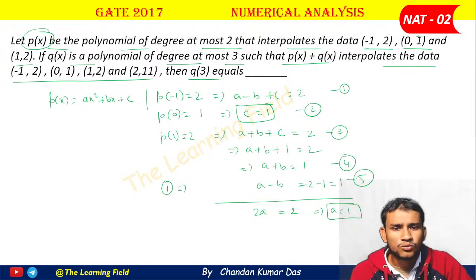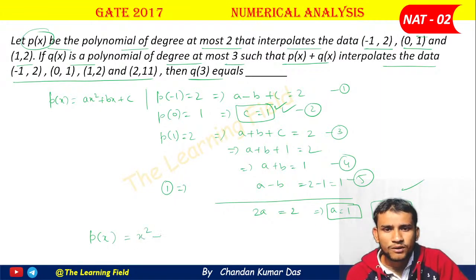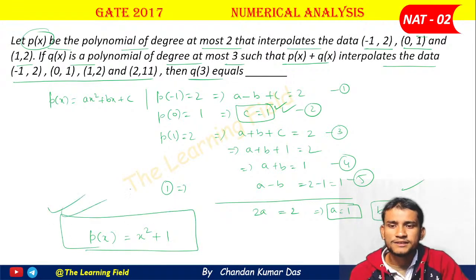A equal to 1 means B equal to 0. That means we get the values of A, B and C. So P(x) is equal to what? P(x) is x square plus 1. So this is the P(x).